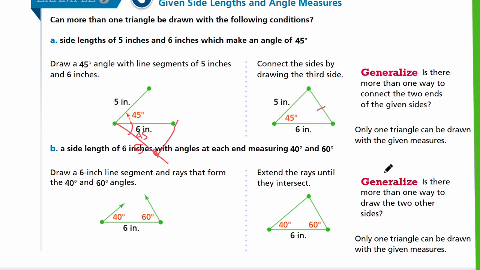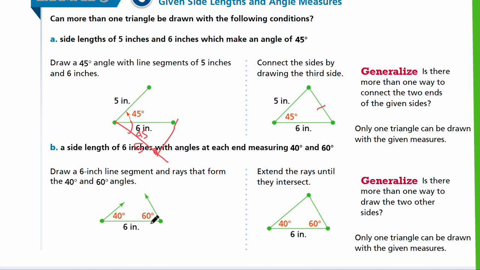Let's look at part B. A side length of 6 inches with angles at each end measuring 40 and 60 degrees. So we can use 6 inches and then 40 and 60 here. We can maybe try to flip that. Maybe 60 could be here and 40 could be here, but it's still going to be meeting at the same point. Actually, this is just a reflection of this triangle, but they're the same shape, the same size. So only one triangle.